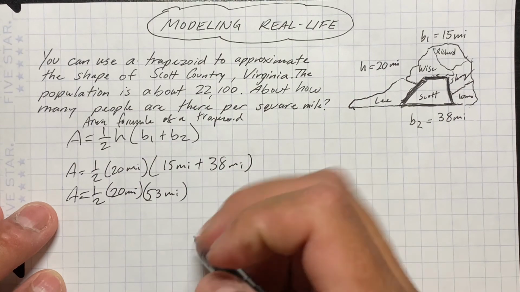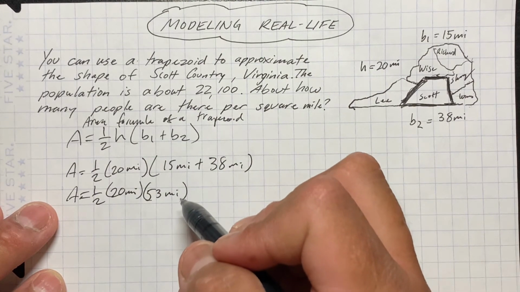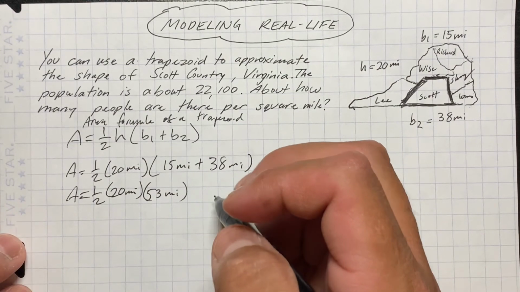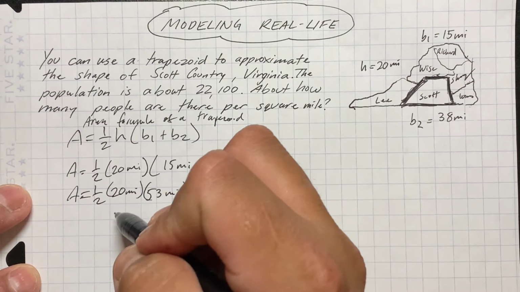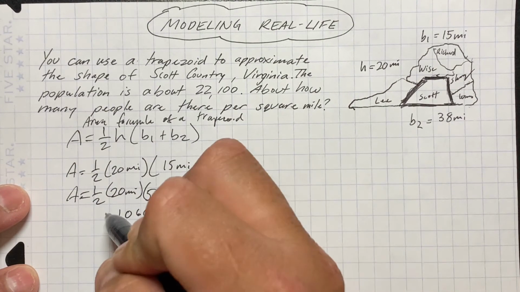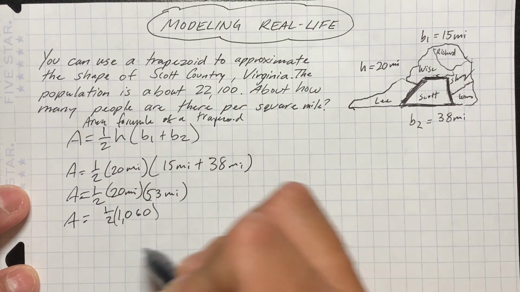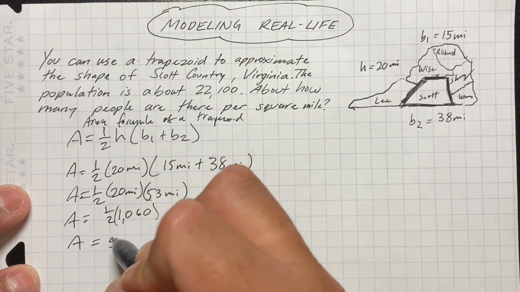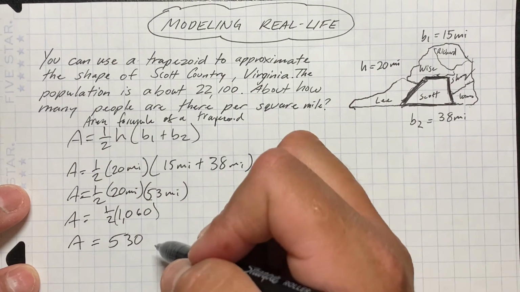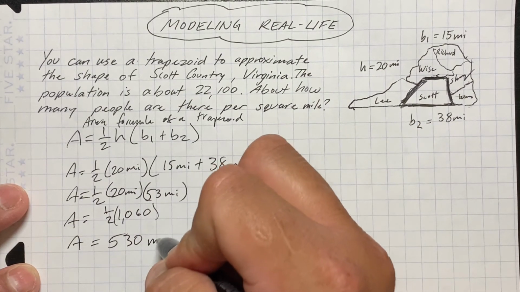Again, 20 times 53 will be 1,060. And when we multiply 1,060 times half, half of 1,060 is 530. So the area of Scott County is 530 square miles.